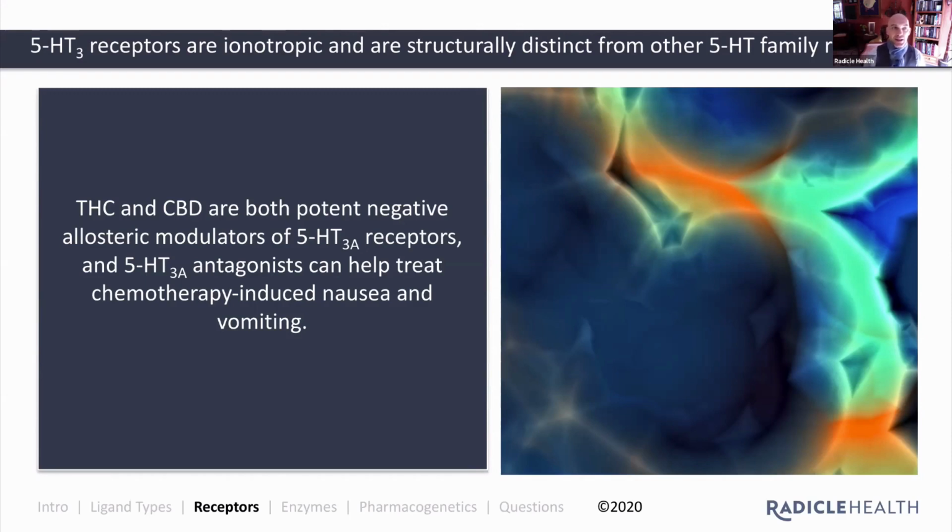Interesting thing about this receptor, alcohol is a positive allosteric modulator of 5-HT3A receptors. So if you've drunk too much alcohol and you wake up the next morning feeling sick, it's probably because your 5-HT3A receptors are firing frequently and alcohol is helping them fire. So you might want to consider taking a 5-HT3A antagonist or negative allosteric modulator. In other words, use some cannabis.